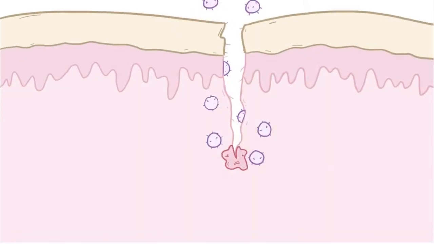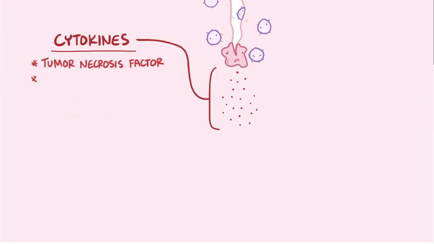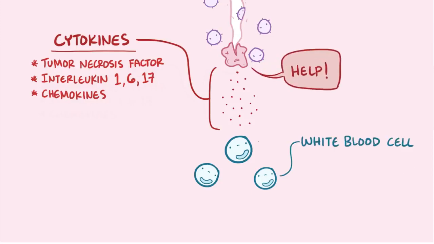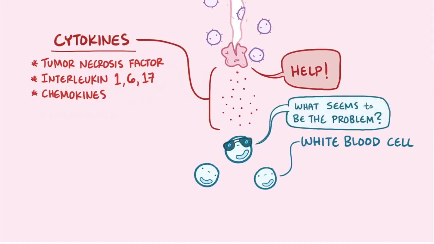So, in response to an injury, the tissue releases small chemicals in the local area called cytokines, like tumor necrosis factor, interleukin 1, interleukin 6, interleukin 17, and chemokines, which attract nearby white blood cells, which are part of the immune system. It's kind of like yelling for help and being heard by the nearby police.